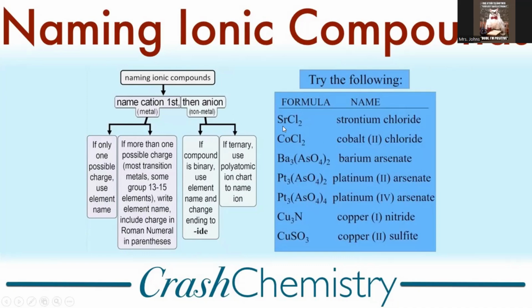Okay, so here's some examples. We have strontium chloride. So this was the element strontium. Strontium's a group 2 element with a 2+ charge. Chlorine has a -1 charge, so it takes two -1 charges to balance that 2+ charge. So strontium chloride.